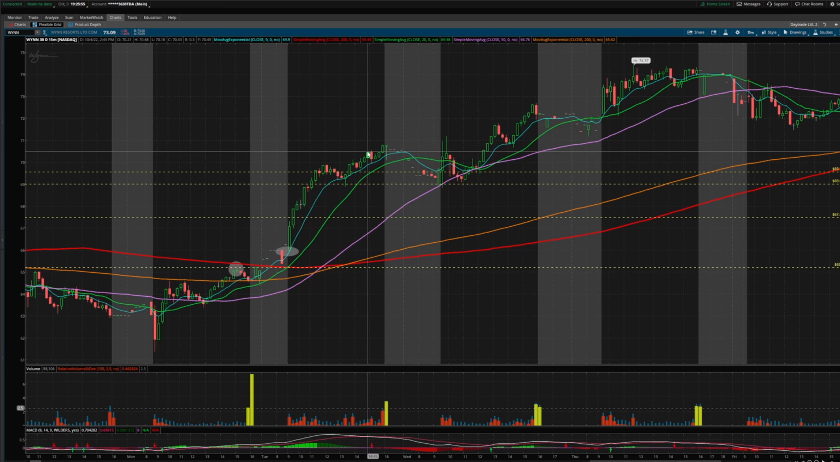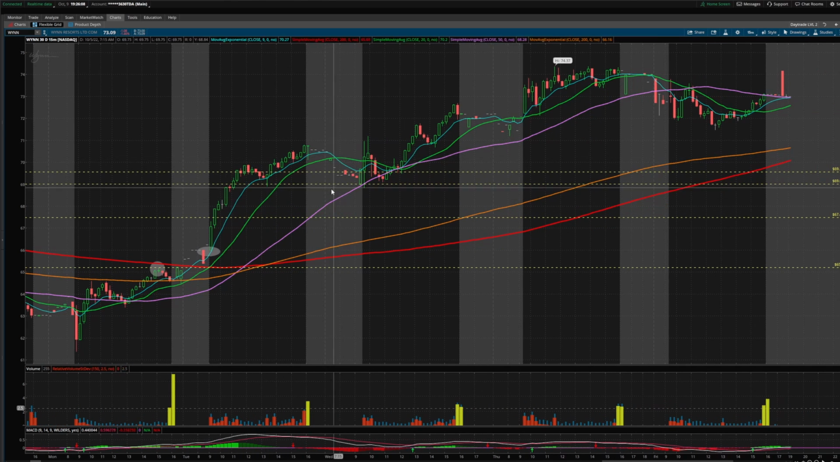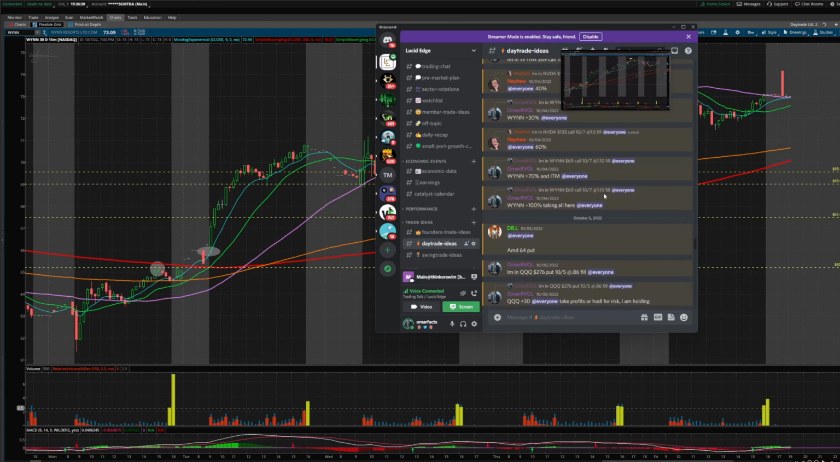70.5, somewhere around there. But you can see just ultimate strength on this. This is a beautiful, just ride the 9 EMA kind of trade, right? Of course, if we had swung this, because it was staying above the 15-minute 50, you could have taken this all the way to 74. But hindsight is 20/20. Beautiful trade on Tuesday.